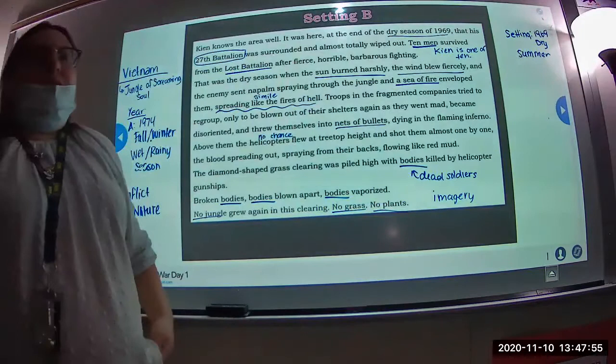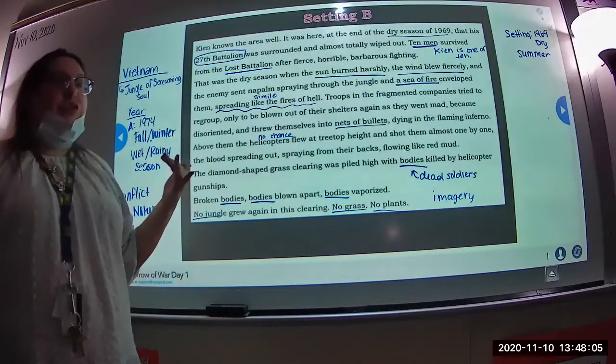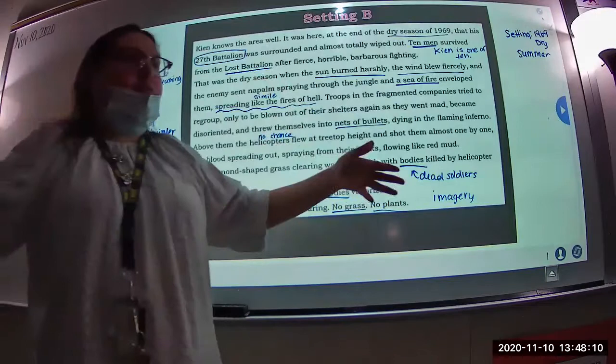Right? It's almost like a scar on the land, right? And it's diamond shaped. And it also tells you that this was a clearing, which means there were trees around it, but the actual place that they were fighting was wide open. Is that a good place to be in war? No. No, right?